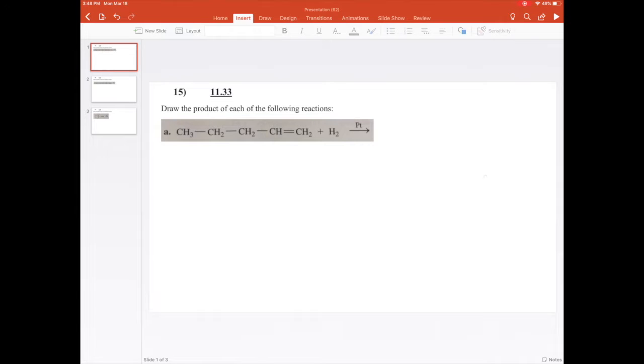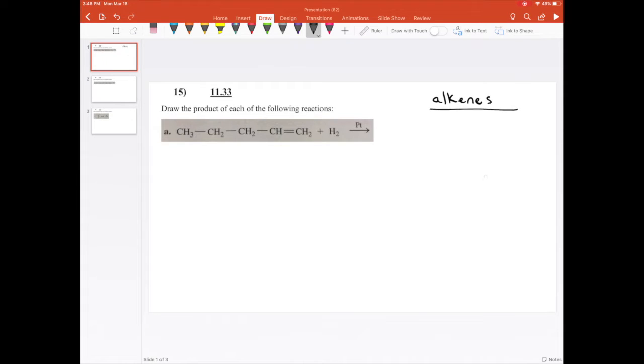In Chapter 11, there are two reactions that are associated with alkenes. And remember, an alkene is a carbon chain that has a double bond between the carbons. So the two reactions for alkenes that are in this chapter are hydrogenation and hydration.